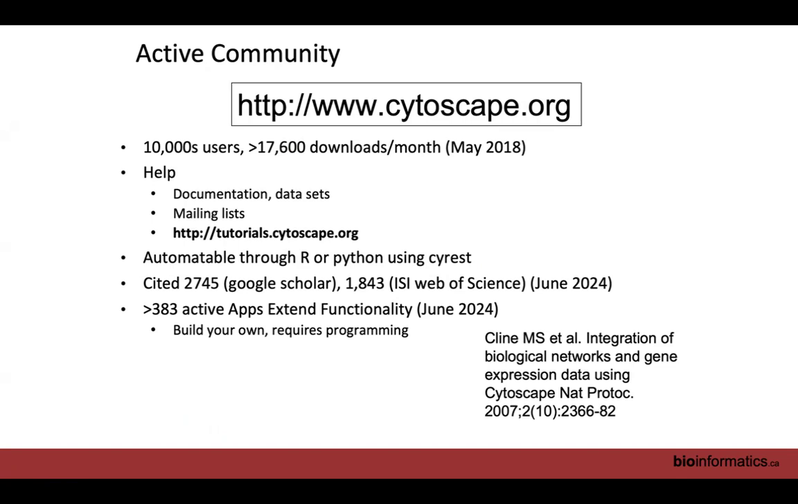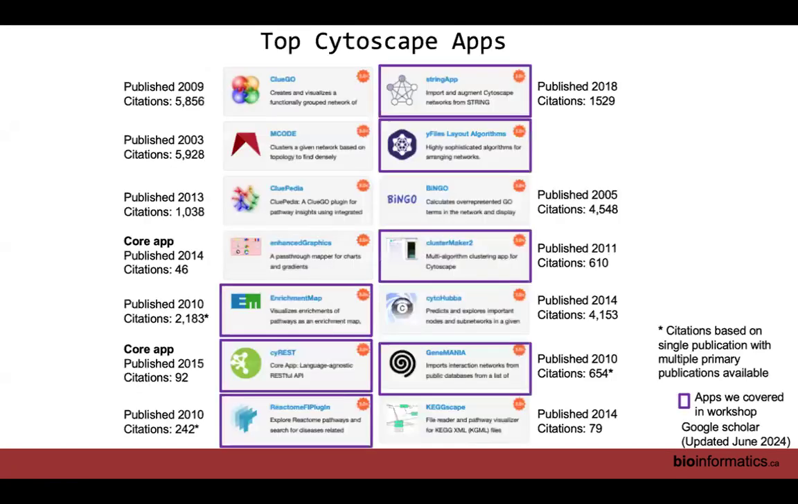And, as of June of this past year, there were more than 383 active apps that extend the functionality of Cytoscape. So you can build your own, or you could use the ones that are available. This is just a list of the top apps, right? They track how many times different apps have been downloaded. And what I've highlighted here, anything you see in purple, are some of the apps that we're going to use, or you could use, throughout this workshop.